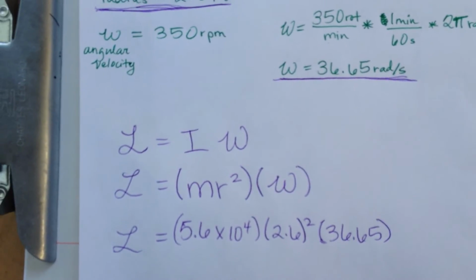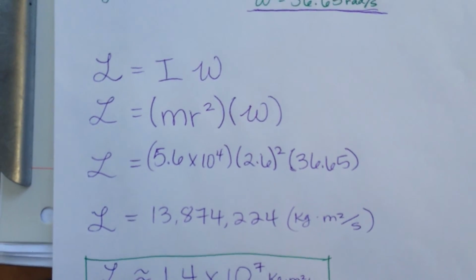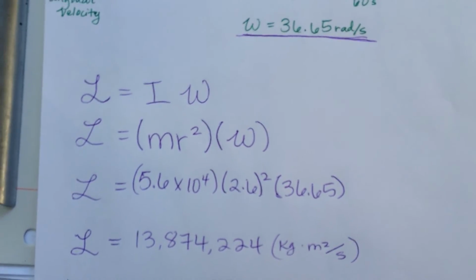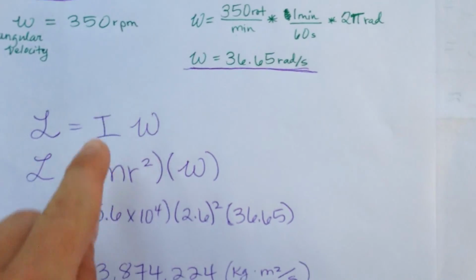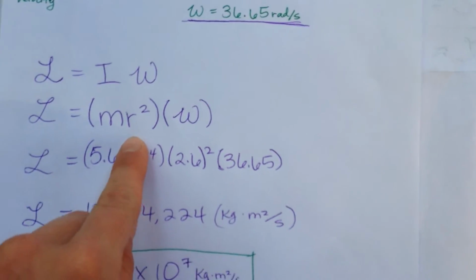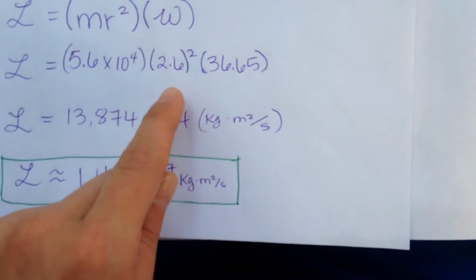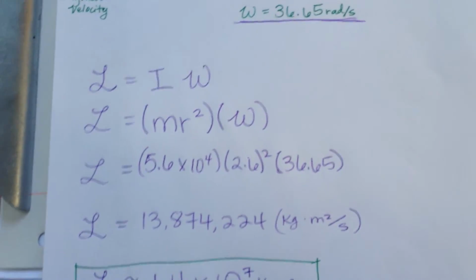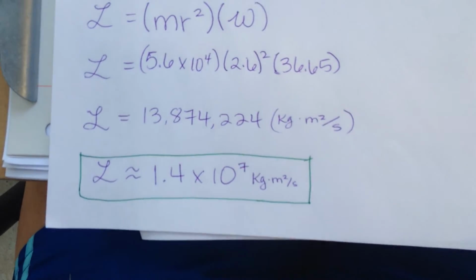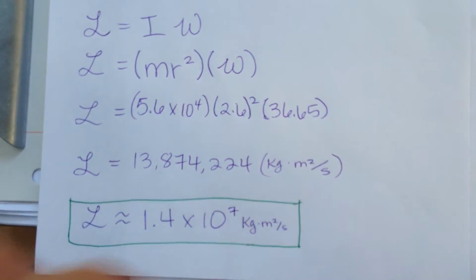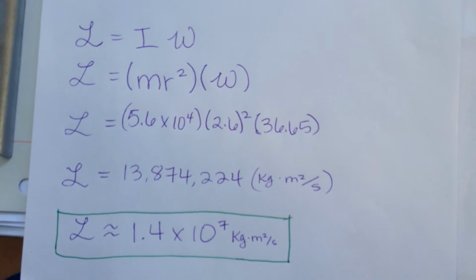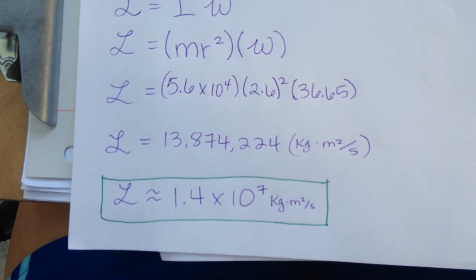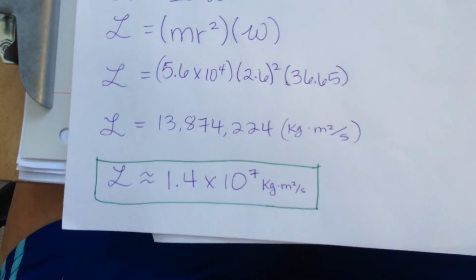And we take all of our values and say that the angular momentum is equal to the mass times the radius squared times omega. So we put our values in, and I used the method of checking your work with the units here. That's always a good thing to do, so we know that we're in the right units. And so you're going to get approximately an angular momentum of 1.4 times 10 to the 7th.